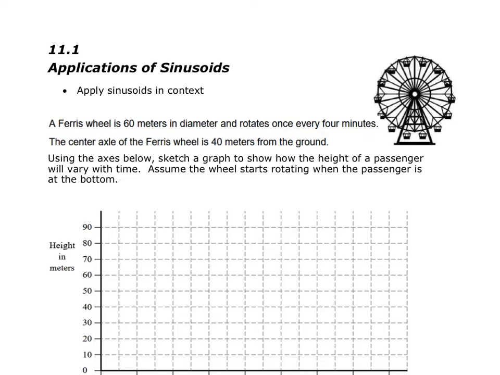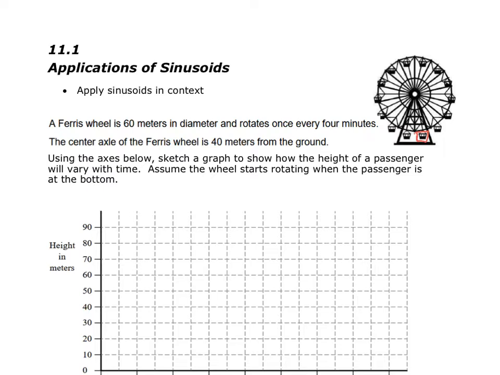The Ferris wheel itself is 60 meters high, and for every rotation, it takes 4 minutes to do a full rotation. So what that means is that it's going to take 4 minutes for this one right here to go all the way around and get back in that position.